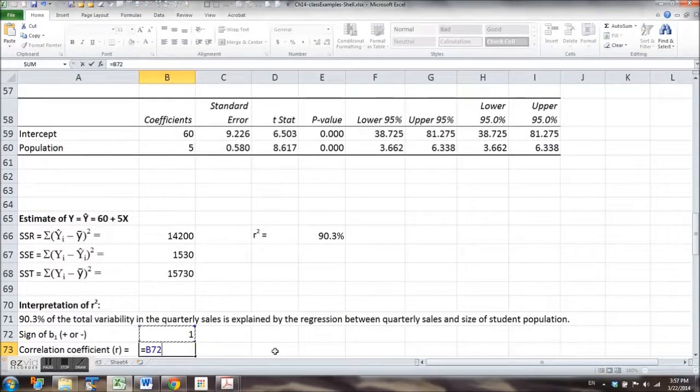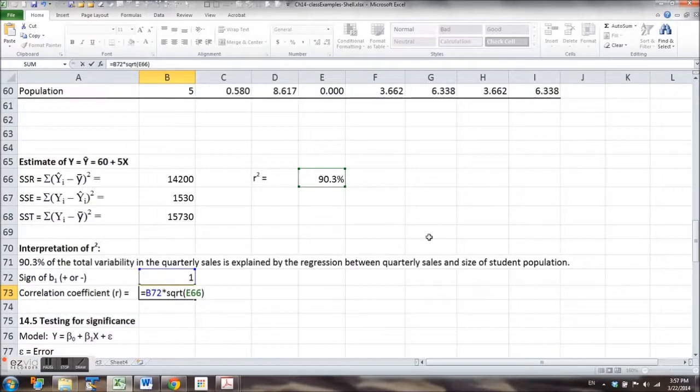So then we can take this sign multiplied by the square root of R squared. That will give us the correlation coefficient R.